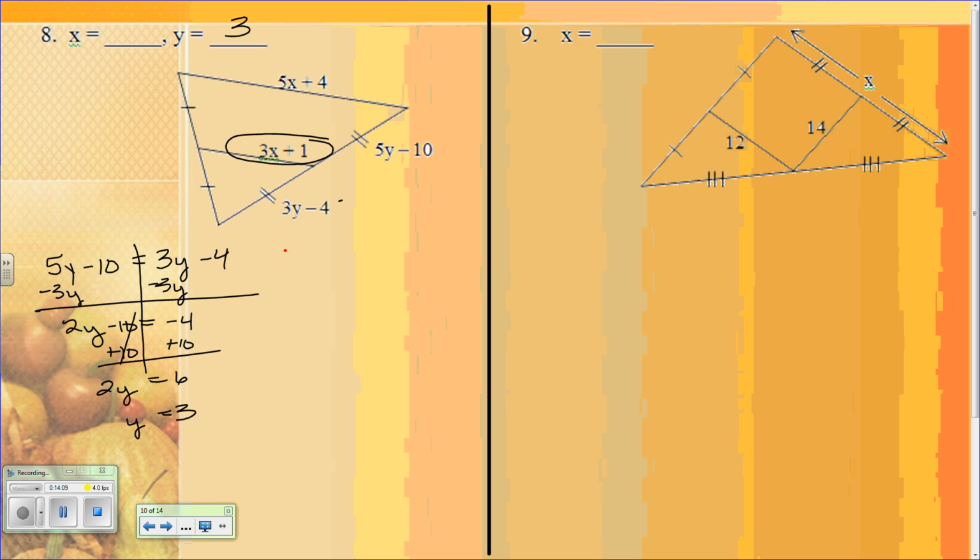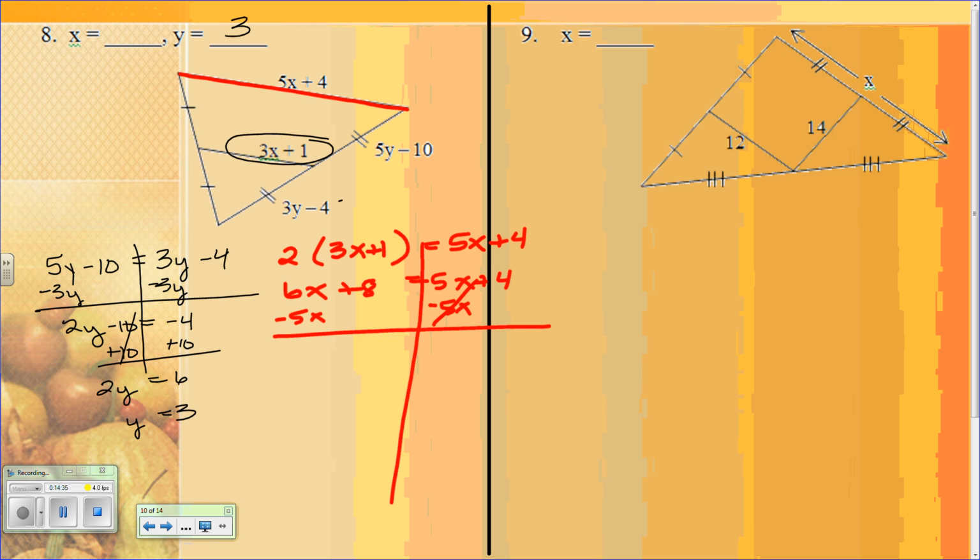So I need 2 of the middle pieces just to equal 1 of the big pieces. So I've got 6x plus 8 equals 5x plus 4. Subtract 5x. So if I subtract a 5x from both sides, and we'll draw a line through here. So I get x plus 8 equals 4.